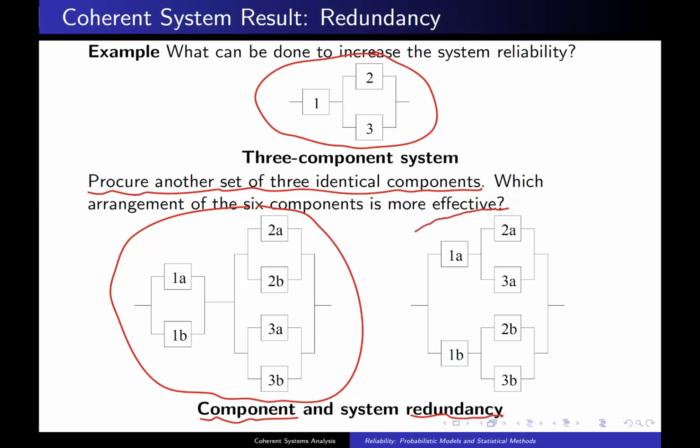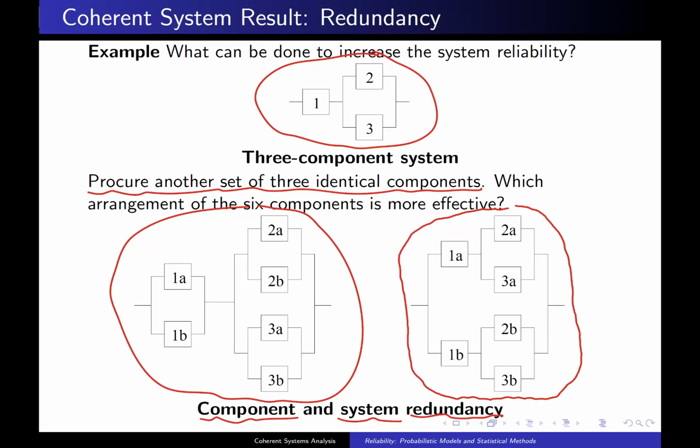On the right, I still buy another set of 3 components to increase the reliability, and in this particular case what I do is I basically replicate the whole system. And the question is, is it smarter to do component redundancy on the left, or is it smarter to do system redundancy on the right?